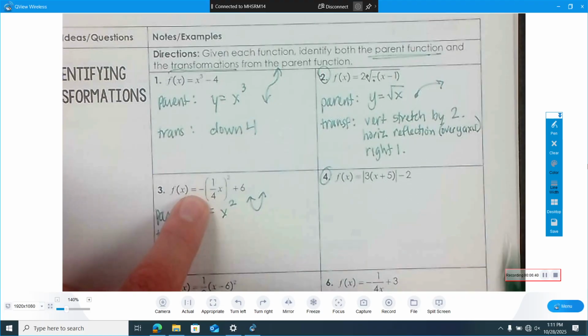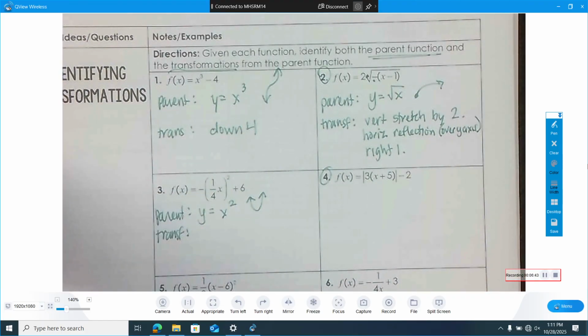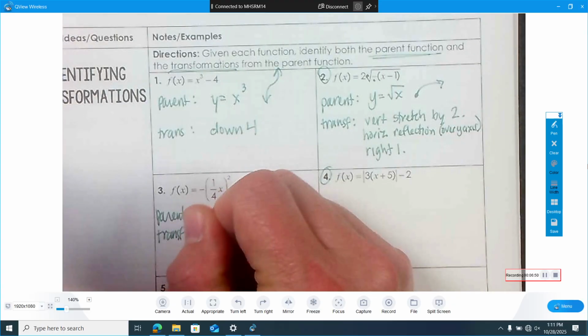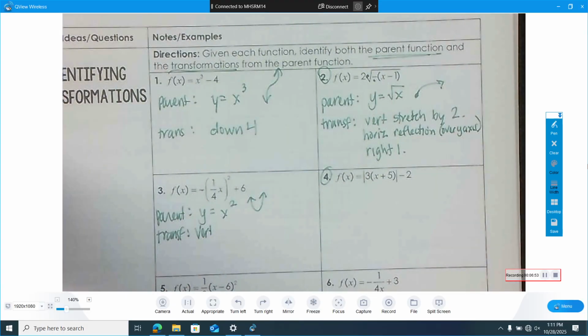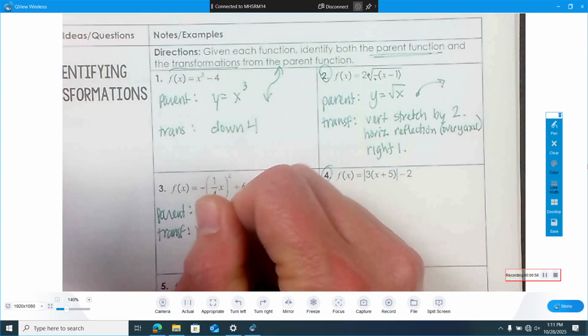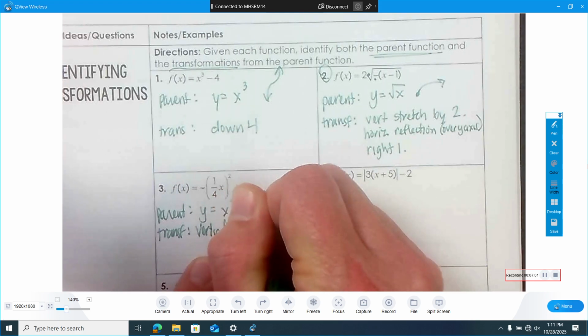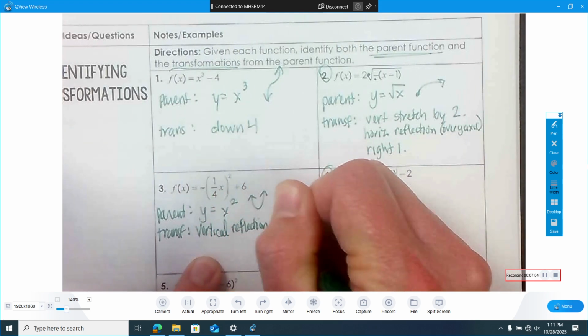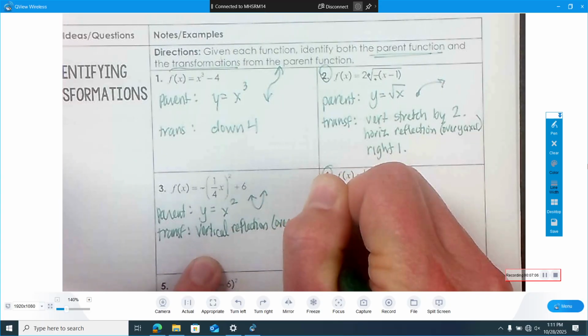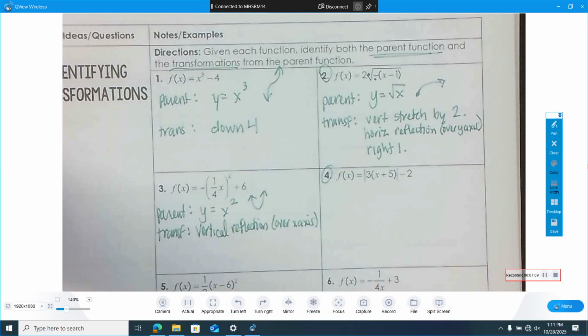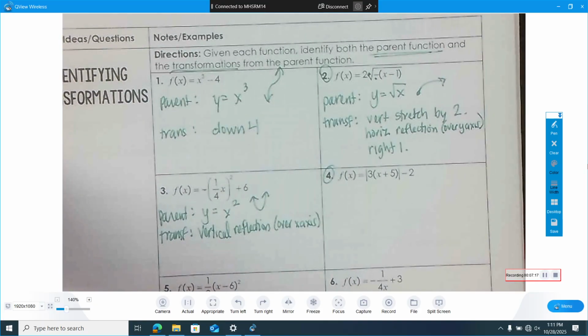The negative? Okay, what's that negative going to do? Is it a horizontal flip or is it a vertical flip? Vertical, yeah, it's a vertical reflection. It's on the outside of the function, so it's affecting the y values. It's going to flip them all, make them negative. Vertical reflection. You might say over the x-axis, but I like vertical reflection because, you know, positive x squared, negative x squared. That's a vertical reflection over the x-axis. Okay. And then what do we need to talk about?